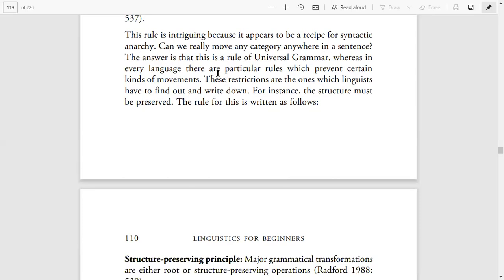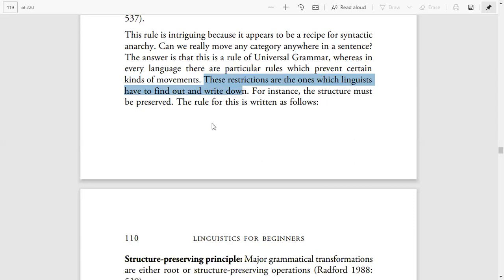We do not apply all the rules in all languages, right? In every language we have particular rules, and those particular rules prevent certain kinds of movement. It is the same in English. We do not always move any constituent anywhere in a sentence, because if we move randomly, we will get ill-formed sentences. These restrictions are the ones which linguists have to find out and write down.